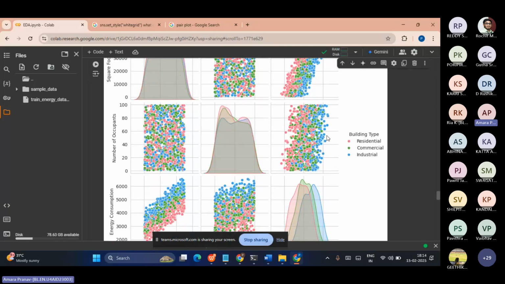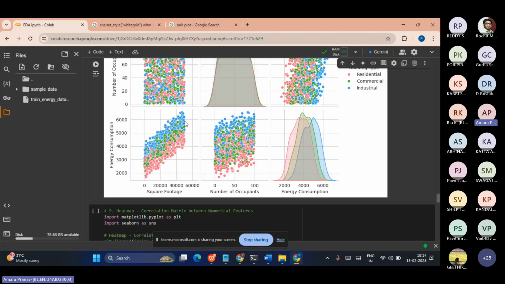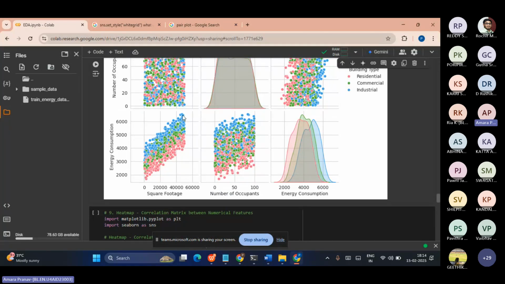Even the number of occupants is somewhat similar. From this, we can see that on the left side, we can see more of the residential. In between, we can see more of commercial, and on the right, we can see more of industrial. So wherever there is industrial, there are more occupants. And likewise for the energy consumption, again, you can see the same thing: for industrial, it's higher. So from this you get to know the relationship between each building type and the energy consumption. The color is also changing based on the categorical value, that is the building type. With that, you are getting the relationship.